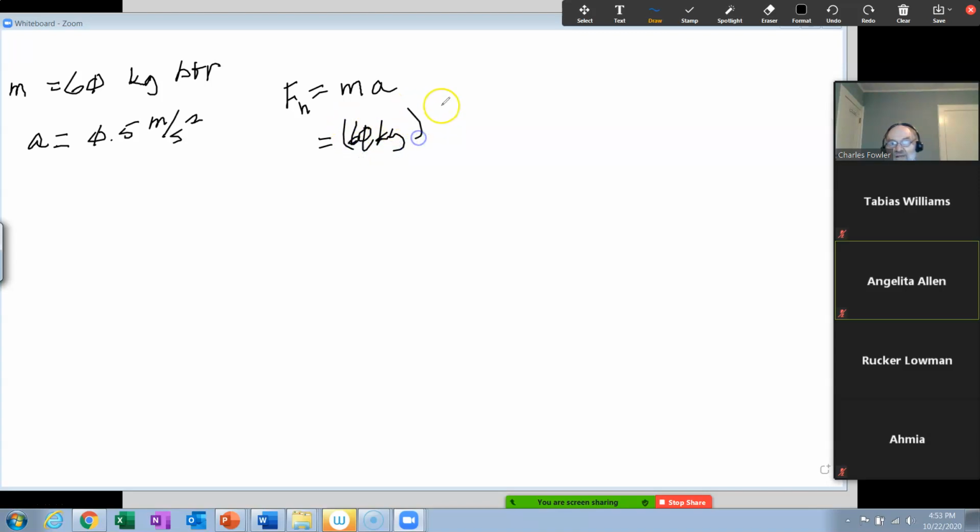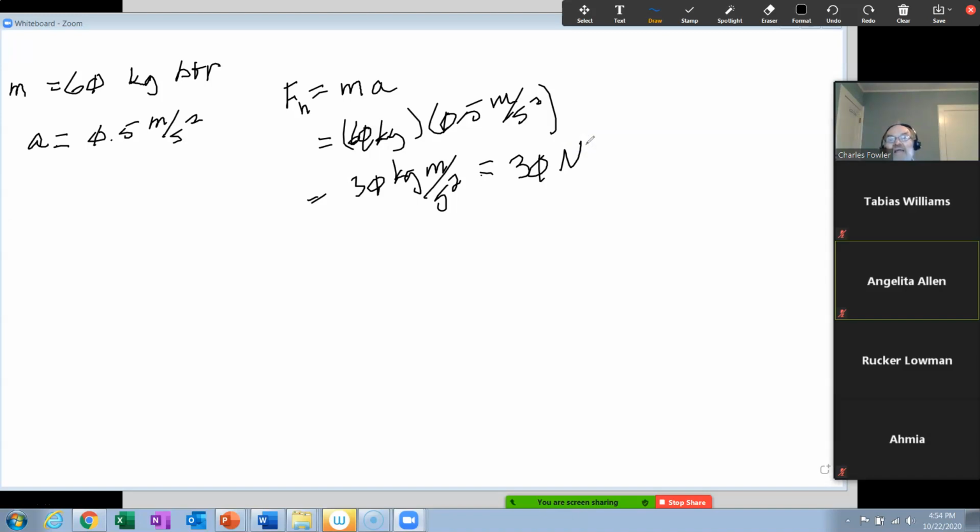Well, that's 60 kilograms times 0.5 meters per second squared. That would be 30 kilogram meters per second squared. And does anyone remember what a kilogram meter per second squared is? Newton. That's what we measure force in the SI units, is Newton. Named after good old Sir Isaac.